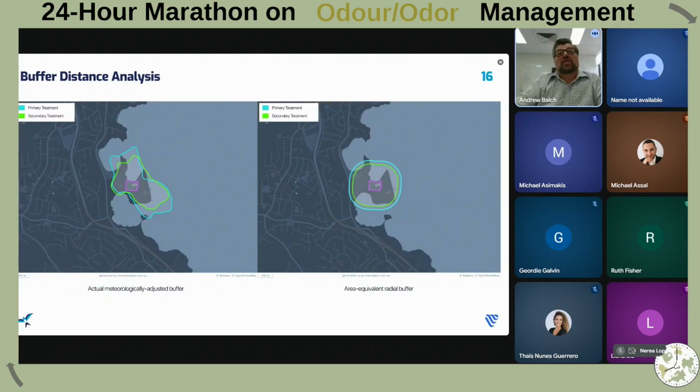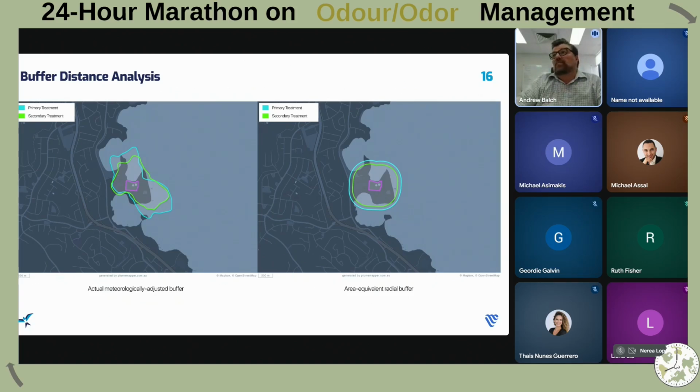These figures illustrate the evaluation of alternative buffer approaches such as conservative concentration-based percentiles, area equivalent radial buffers, and actual meteorologically adjusted buffers. We selected the most appropriate approach considering sensitive receptor distribution and regulatory requirements while keeping in mind the uncertainties in the measurements and consequent scaling factors.